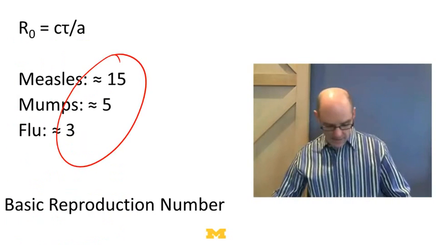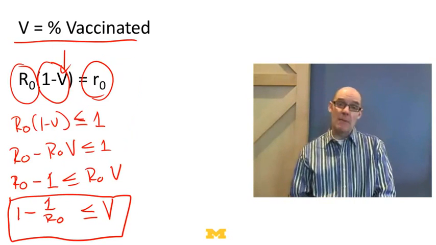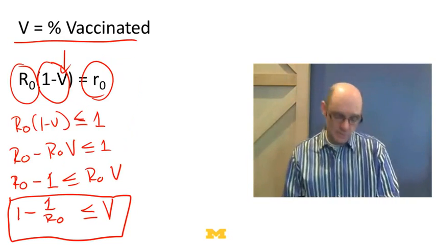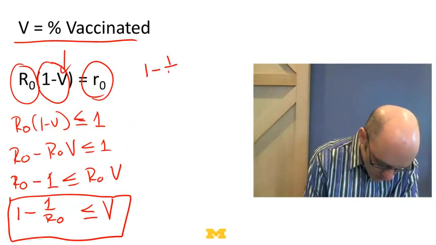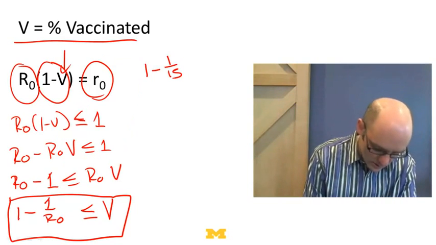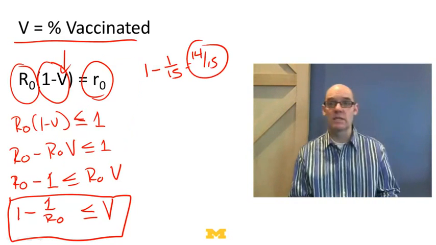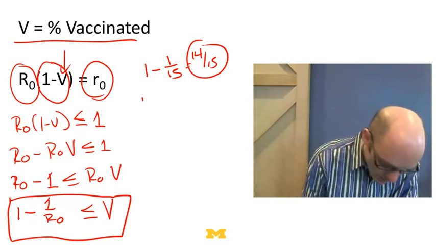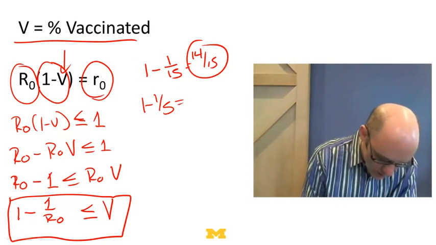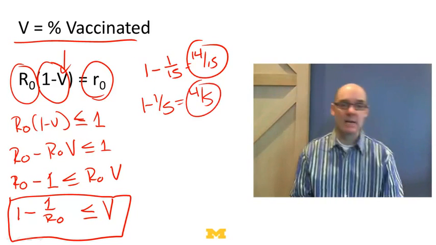Well, let's go back. Remember, the measles R0 was 15, the mumps was 5. How many people do we need to vaccinate to prevent the measles from spreading? Well, that's just 1 minus 1 over 15, which equals 14/15. So we need to vaccinate 14/15 of the population against measles if we want the measles not to spread. For the mumps, we need 1 minus 1/5. We only need to vaccinate 80% of the population.